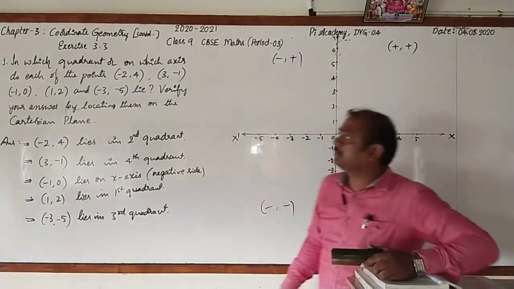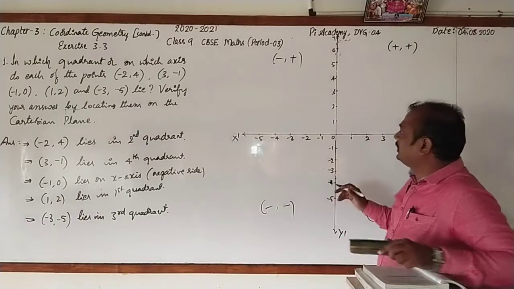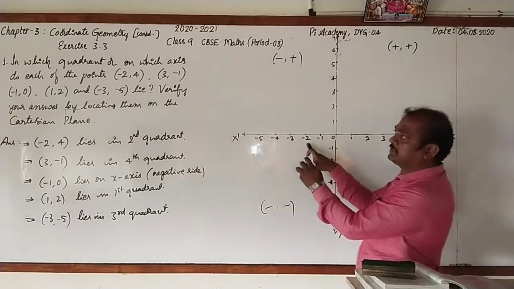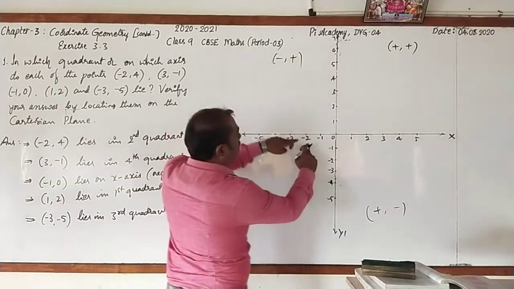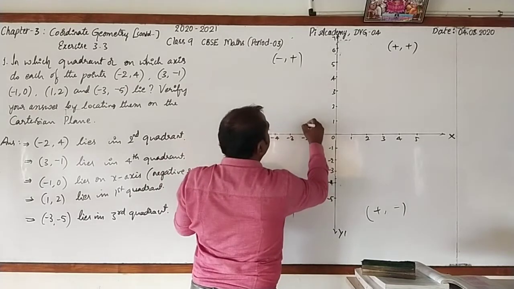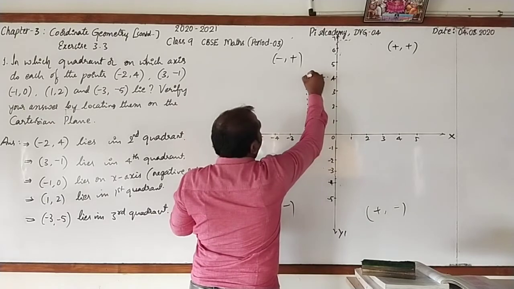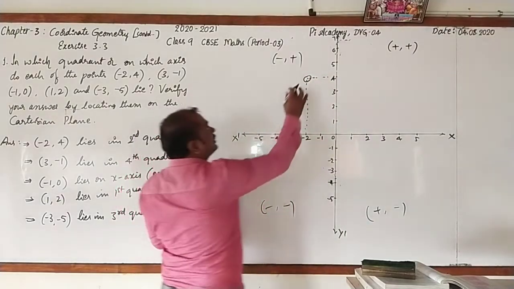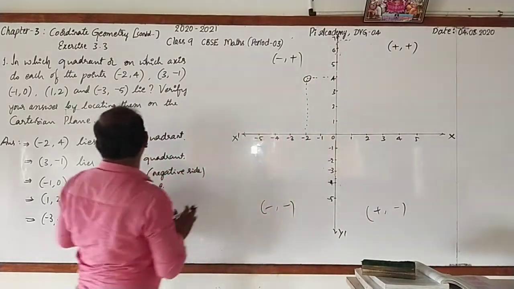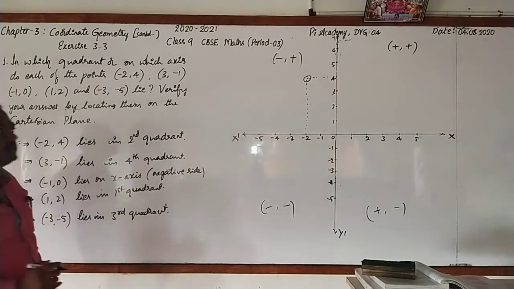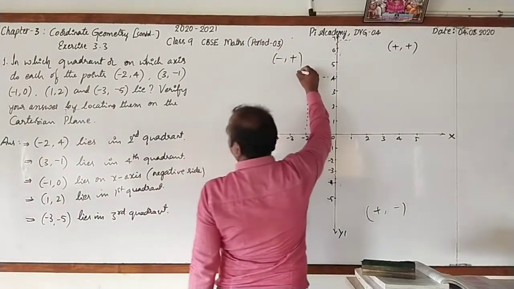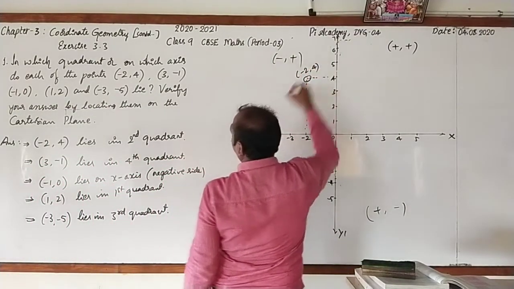See, (-2, 4). This is the first point. X is -2, y is +4. Just observe -2 and +4. Where does it lie? It lies in the second quadrant. Is it right? Yes, it is right. It is (-2, 4).